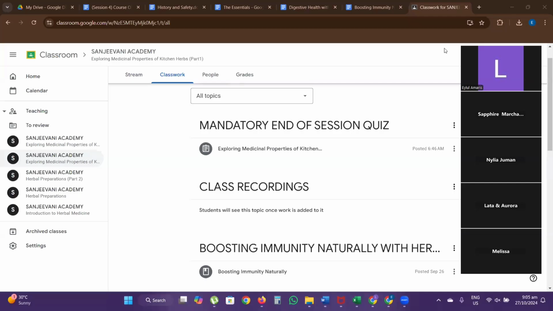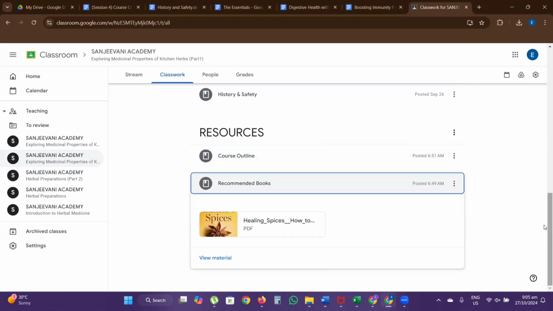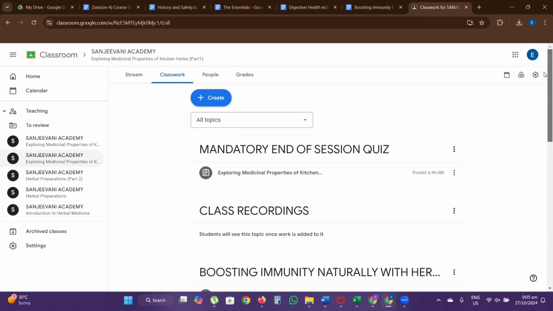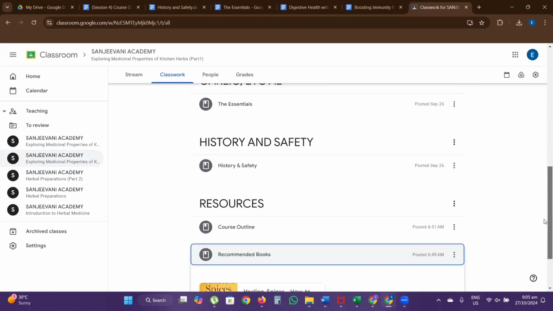Oh, hold on. I forgot I'm supposed to be sharing my screen. Right. Here we go. So here, you would see recommended books. I only have one book so far. I have others to post up and I'll let you know when I do, but most of it will go into session 5, which is the part 2 to this class.